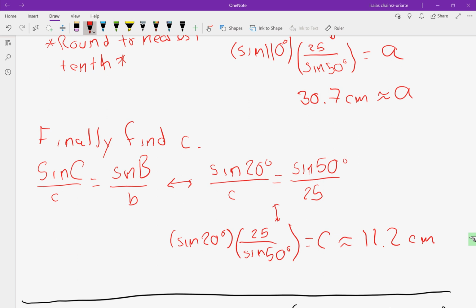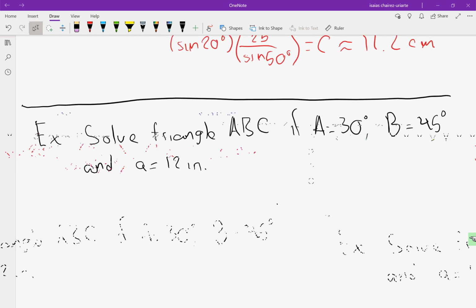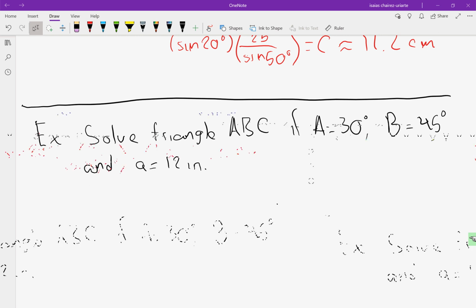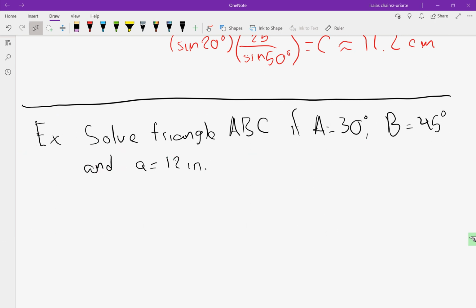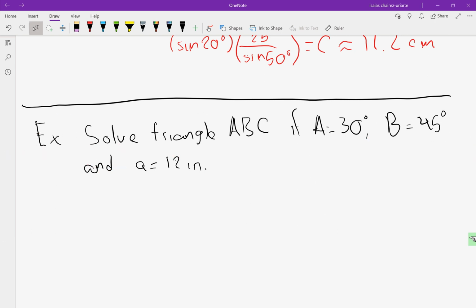All right, good. So it's your turn now. Solve this other triangle ABC. Right now what you were given is that angle A is 30 degrees, angle B is 45 degrees, and side length A is 12 inches. So I'm not going to work out this example. I'll just tell you what the answers are so that you can compare your answers. But definitely take the time to do the example here. Practice with this.